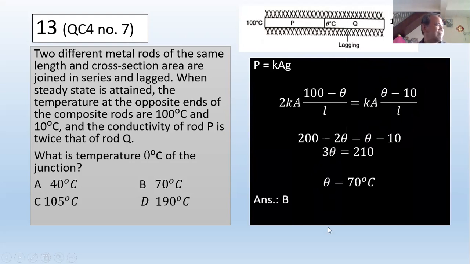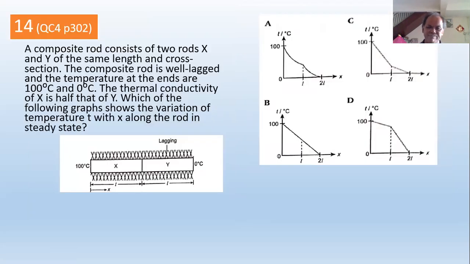Okay, good. Oh, I think I almost got it wrong. Yeah, cannot afford to be careless. I did the method correct, but the 2Ka I put it on the other side. So you have to be careful, cannot afford to be careless. Okay, let's go to the next one.